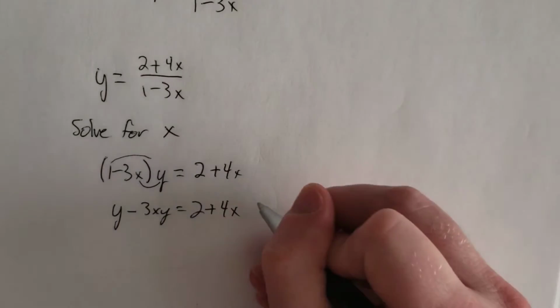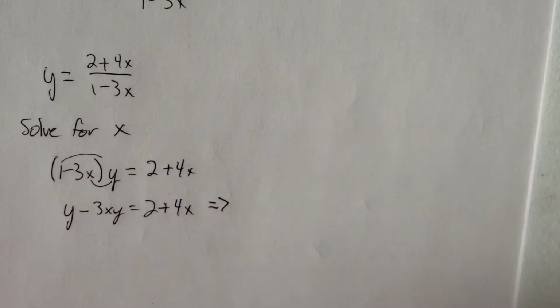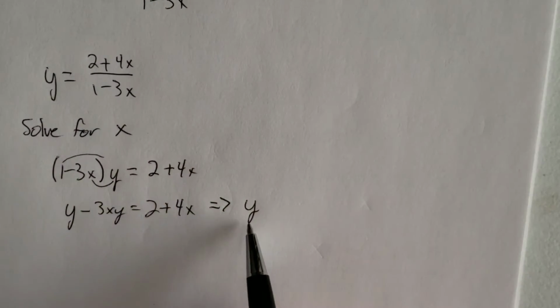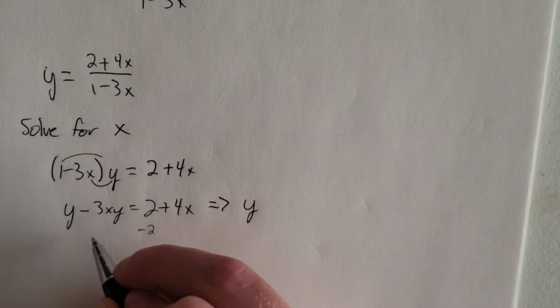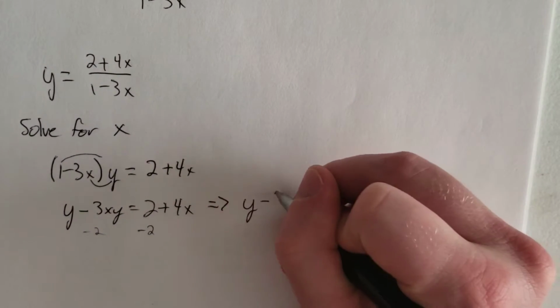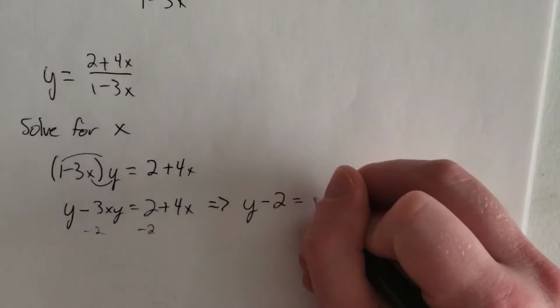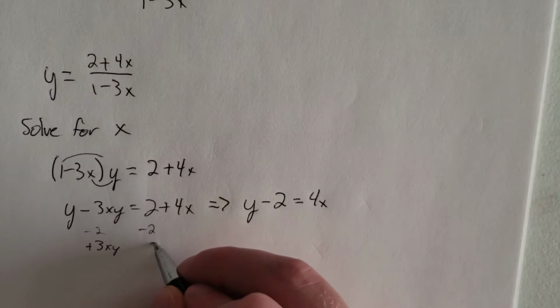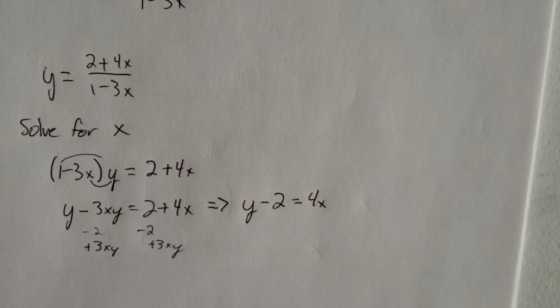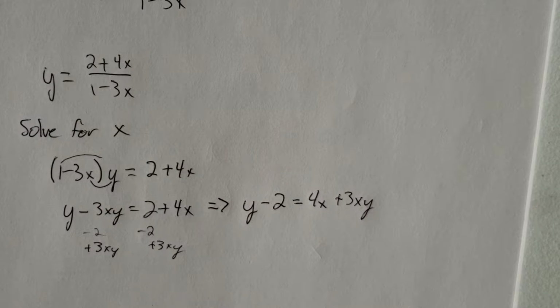Again, we want to move everything with an x over to one side and everything without an x over to the other side. We already have a y on the left, so that's a term without an x. So let's move everything without an x over to the left by subtracting 2 on both sides. So this is y minus 2 now on the left. We want to move everything with an x over to the right side. We already had a 4x over there, so we need to add 3xy to both sides now. And that moves this 3xy over to the right. So we get y minus 2 is equal to 4x plus 3xy.